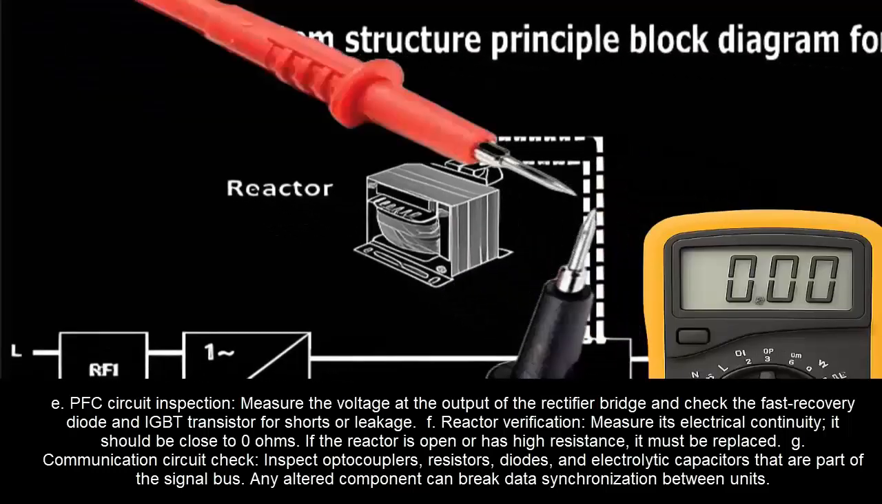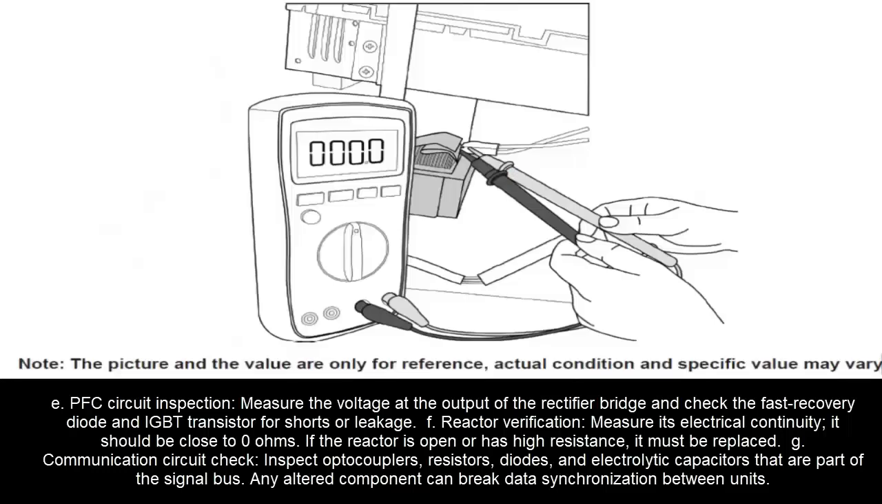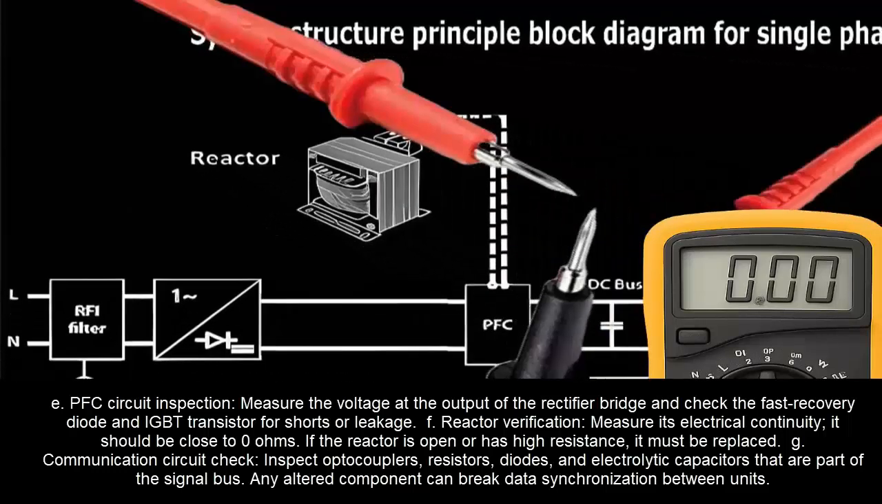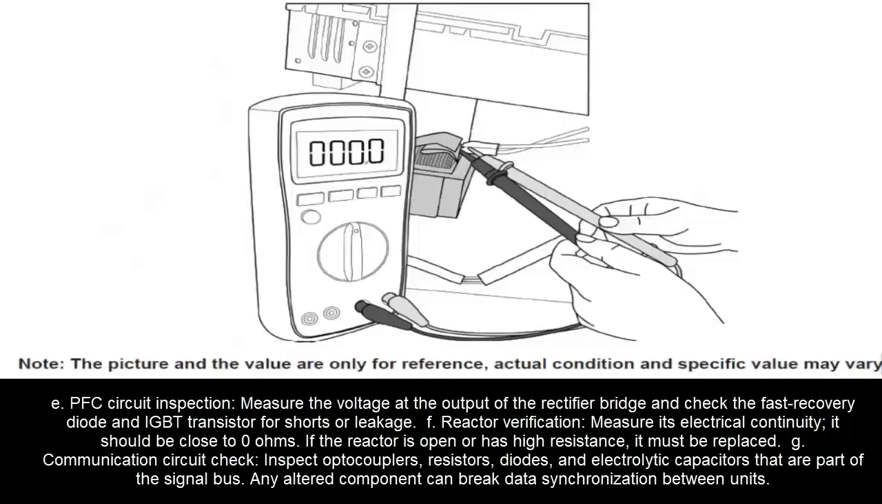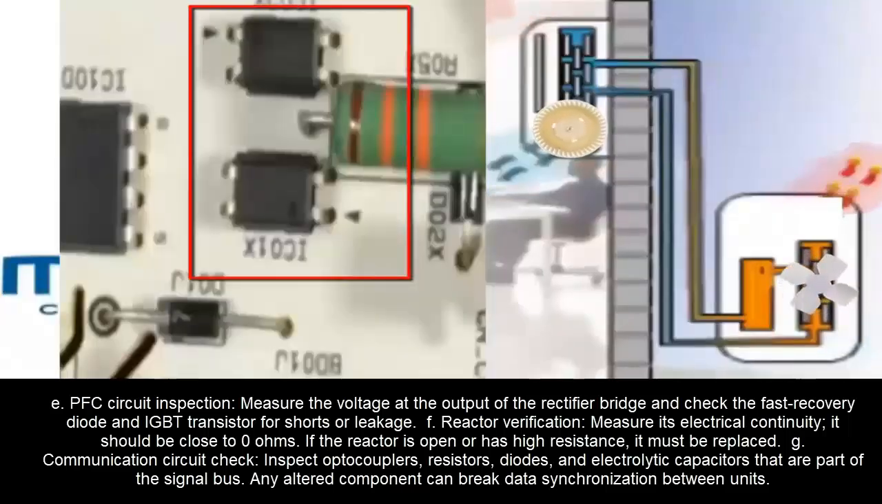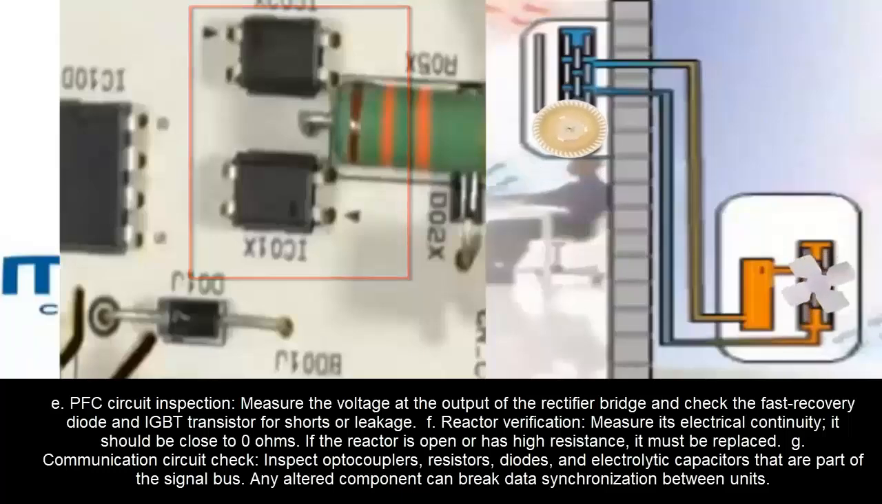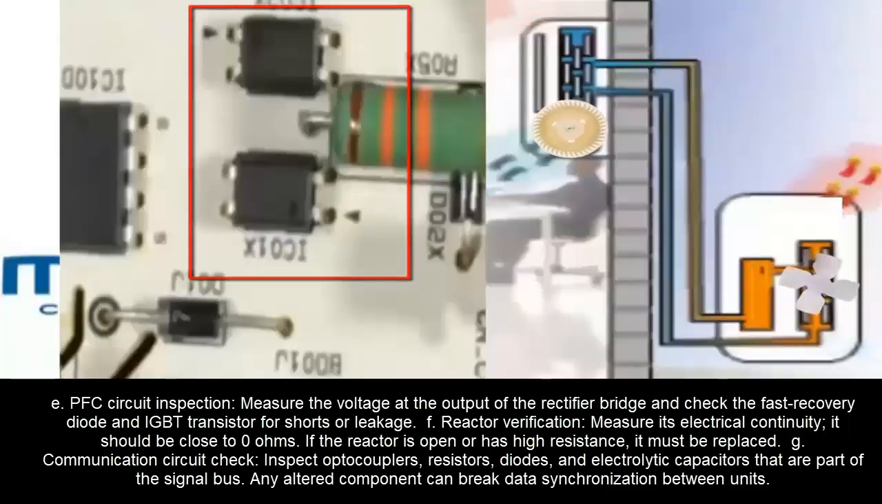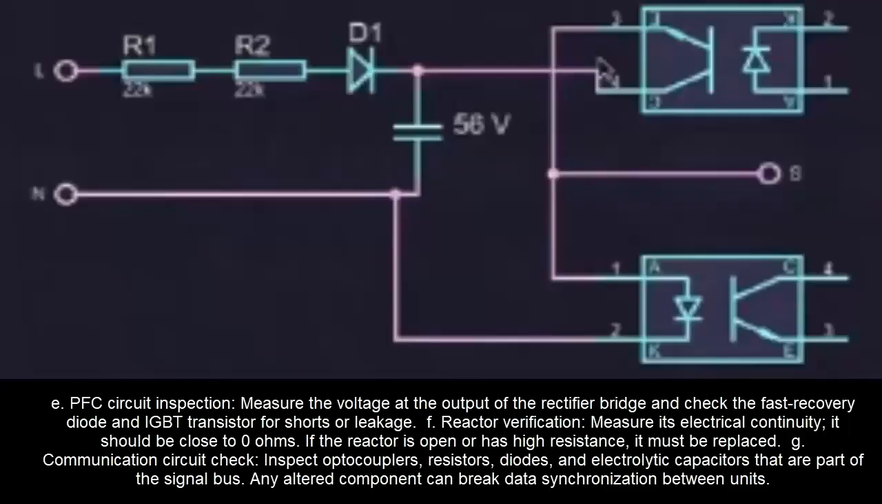F. Reactor verification. Measure its electrical continuity. It should be close to 0 ohms. If the reactor is open or has a high resistance, it must be replaced. G. Communication circuit check. Inspect optocouplers, resistors, diodes, and electrolytic capacitors that are part of the signal bus. Any altered component can break data synchronization between units.